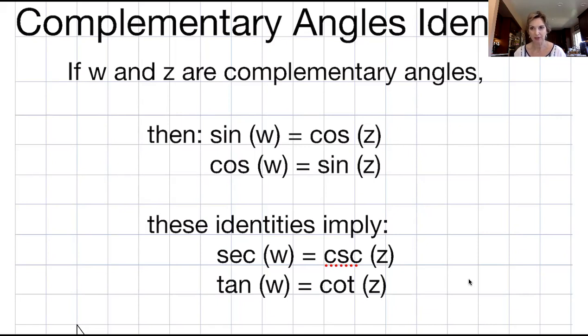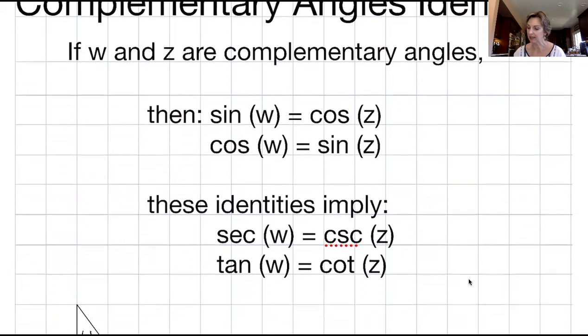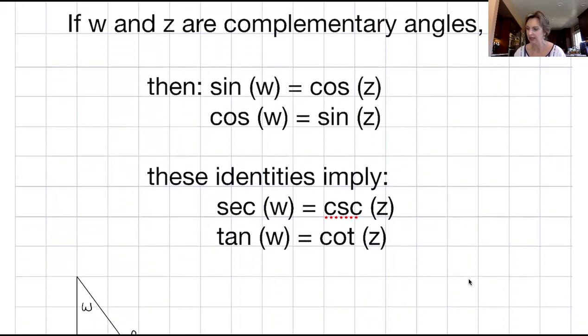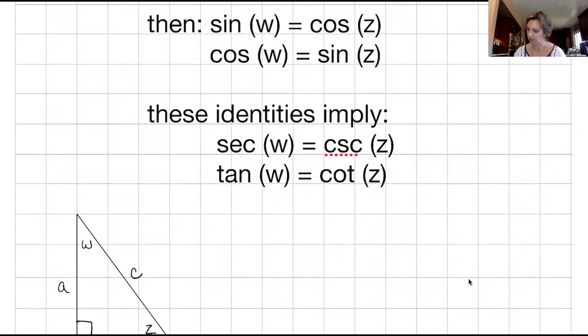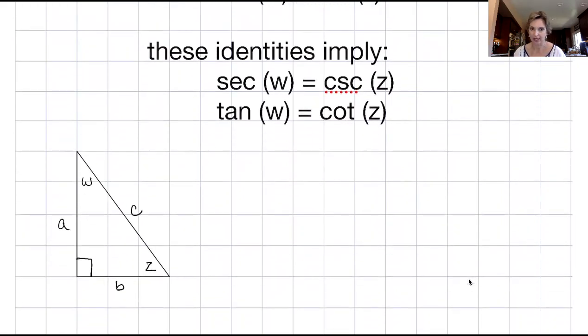Although most of the time what you're going to see is that the sine of one equals the cosine of the other. That's the one we see the most on the SAT and the ACT. But we're going to take a minute here and explain why this is true and do a couple of practice problems. So I've gone ahead and drawn a triangle in here.